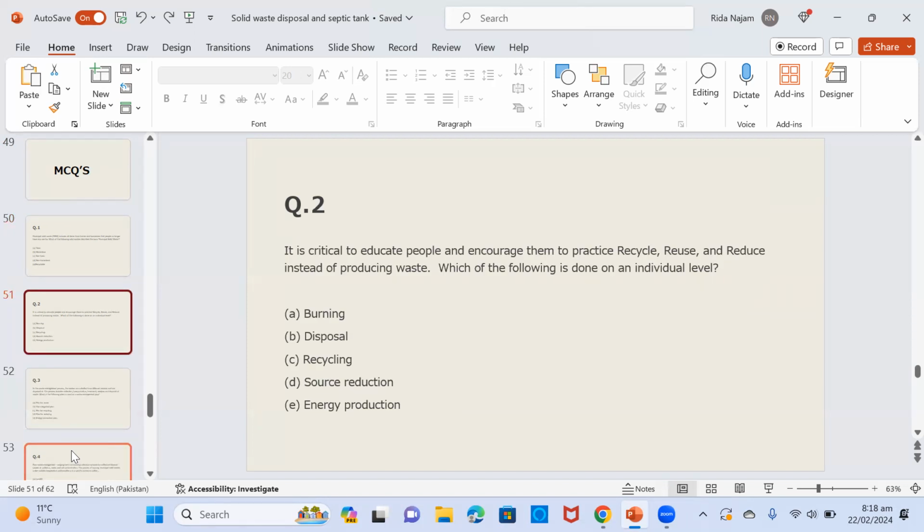Question 2. It is critical to educate people and encourage them to practice recycle, reuse, and reduce instead of dumping waste. Which of the following is done on an individual level? A. Burning, B. Disposal, C. Recycling, D. Source reduction, or E. Energy production? The answer is D.